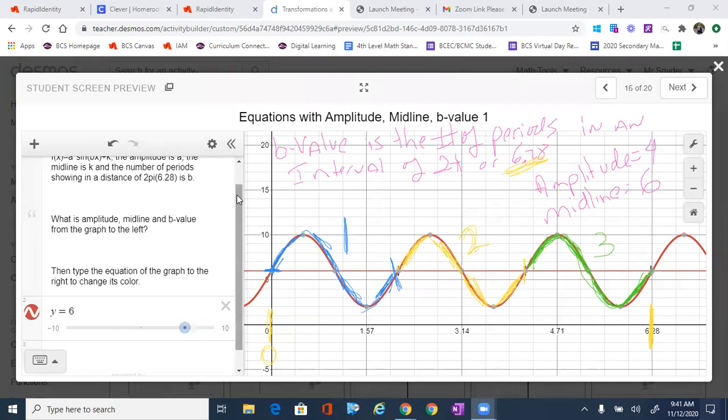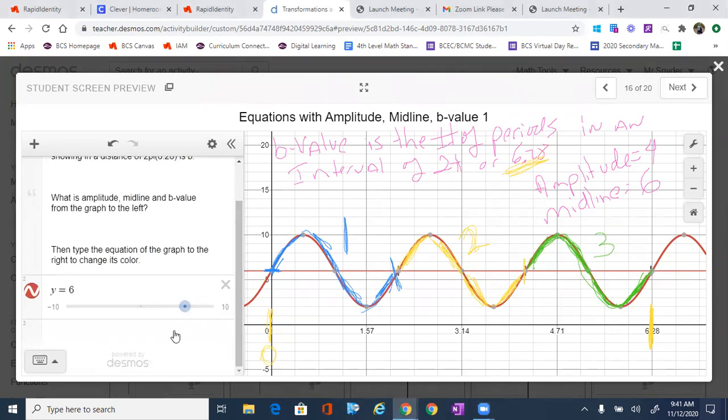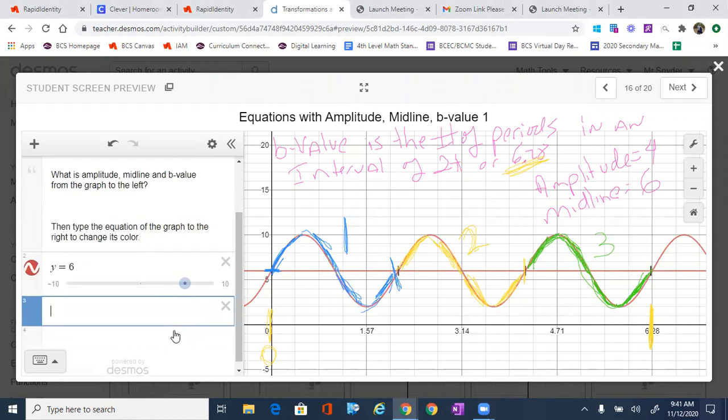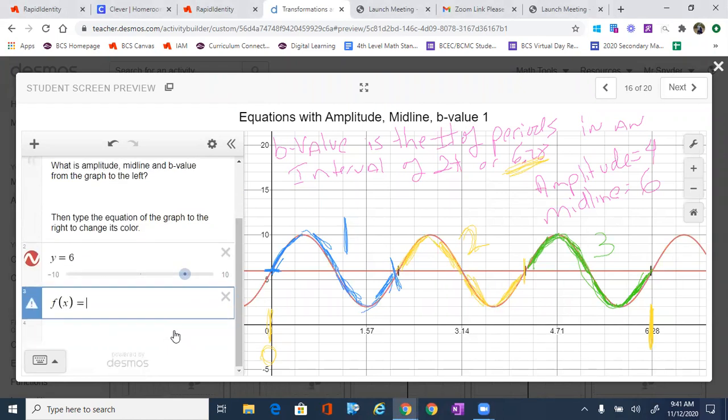So we're going to go ahead and overlap this graph. Let's call it f of x equals sine of x. And I'm going to put my amplitude in there. We found our amplitude to be 4. The one thing we learned earlier is that amplitude is in front of the function. Then I'm going to add my midline to it, plus 6, and that'll move it up to that same midline.